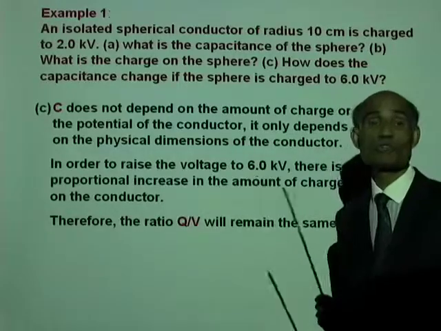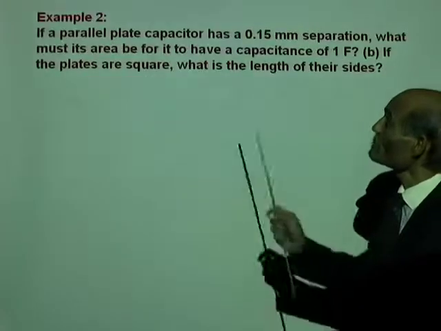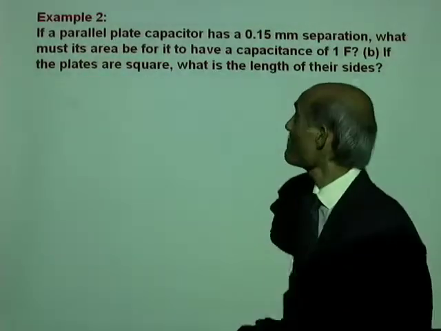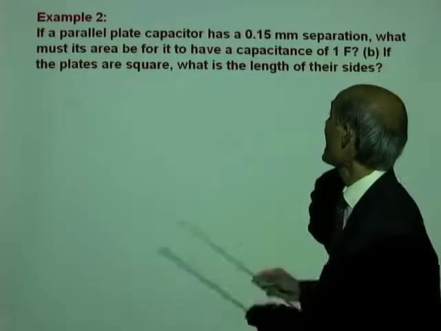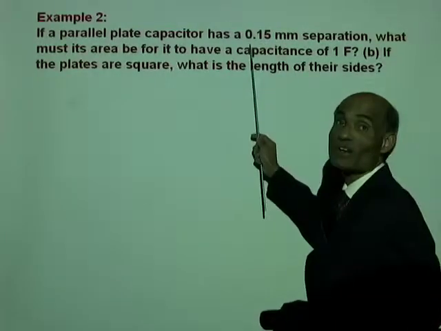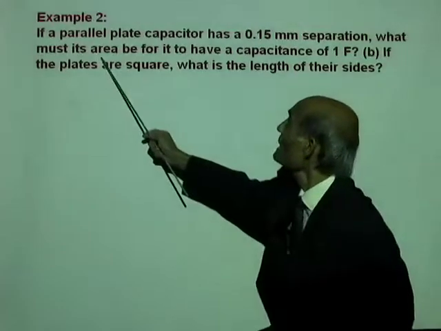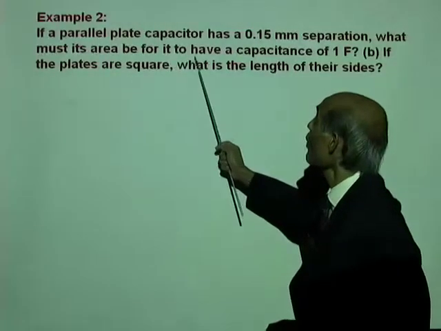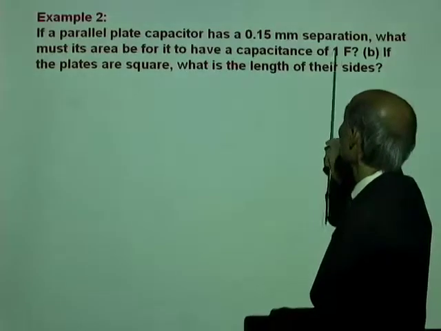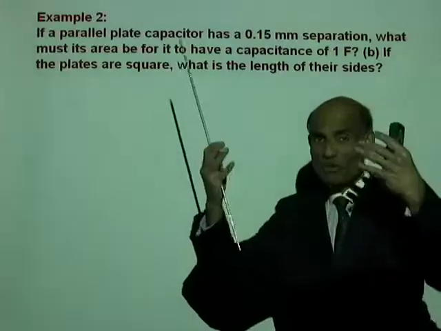Therefore, the ratio Q over V will remain a constant. Let's do another problem. If a parallel plate capacitor has a 0.15 millimeter separation, that is D, the plate separation, what must be its area for it to have a capacitance of 1 farad? You can see 1 farad is a very high value.